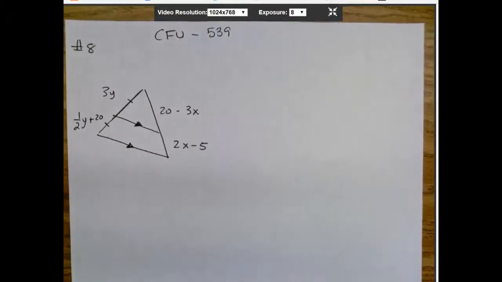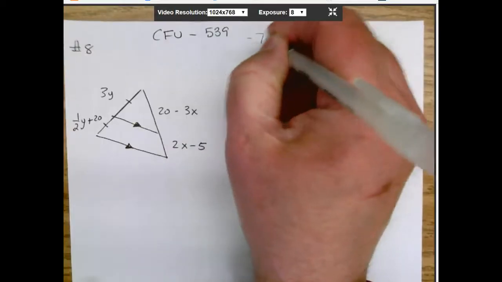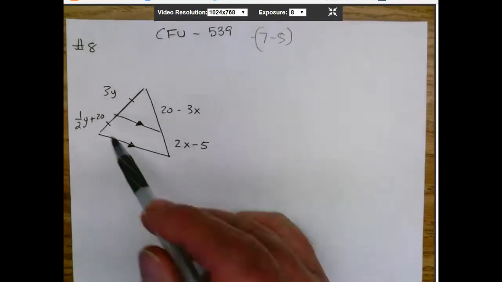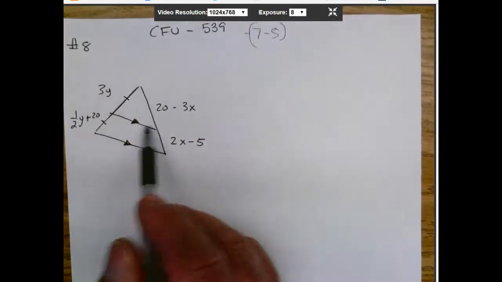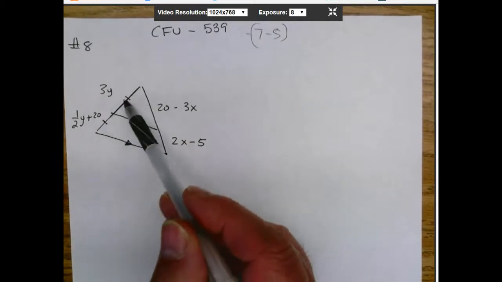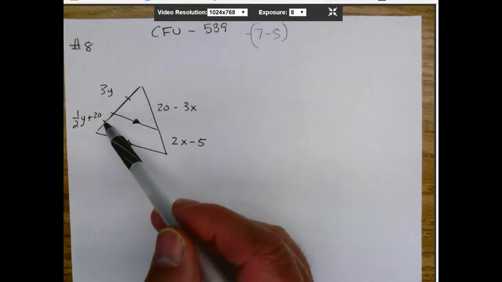So this is one more example from 7.5, and these are talking about congruent parts of parallel lines. And here you can see we have a triangle, and we have two parallel segments, and we can see these parallel lines cut this segment into two congruent parts.